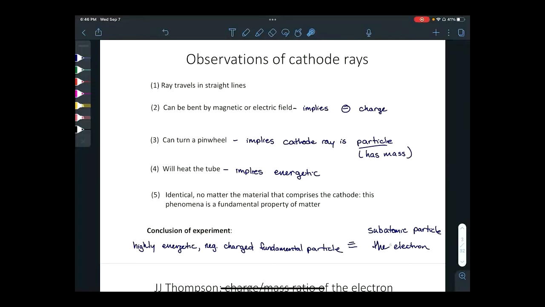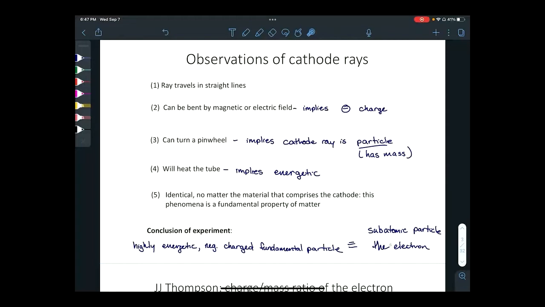Okay, so turning a pinwheel implies that this ray is a particle, meaning it has mass. Also, if we left the tube on long enough, the tube would heat up over time. So that also implies that whatever is being generated is highly energetic.